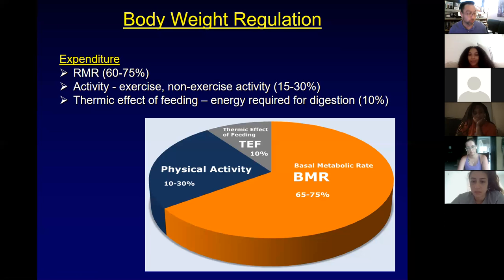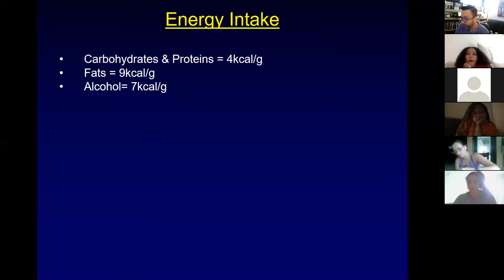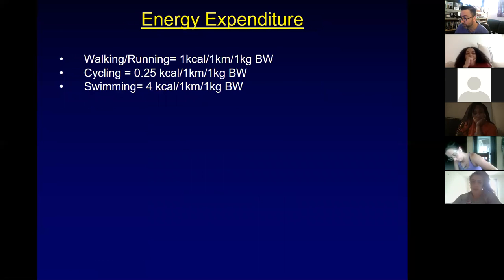Okay, so it is hard to lose weight or gain weight by altering expenditure. It's much, much easier to change intake in that particular way. Okay. All right, let me look at a couple of things.